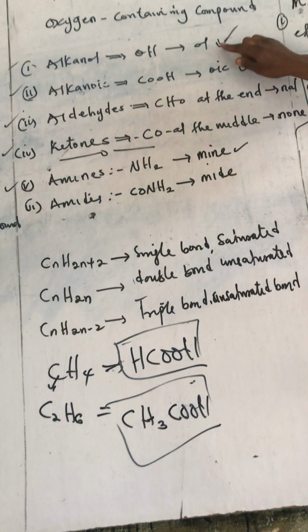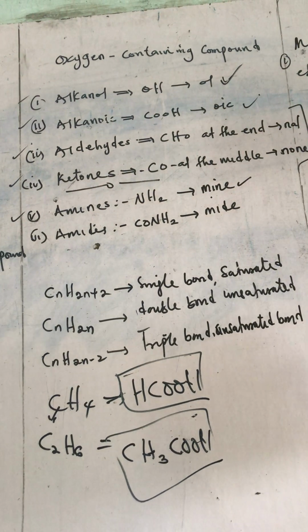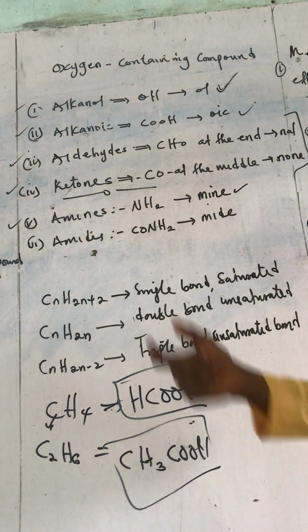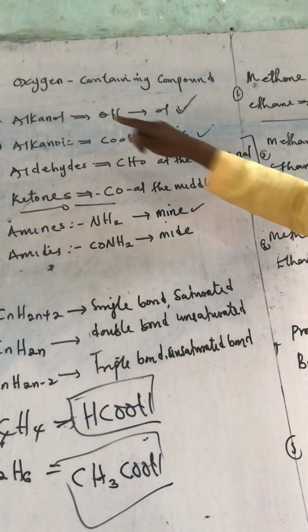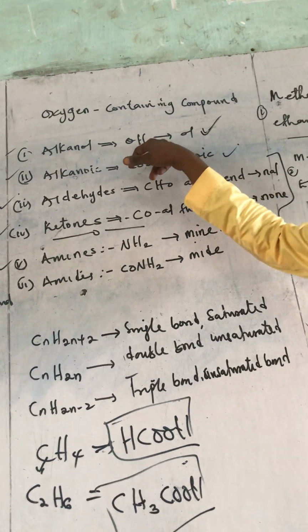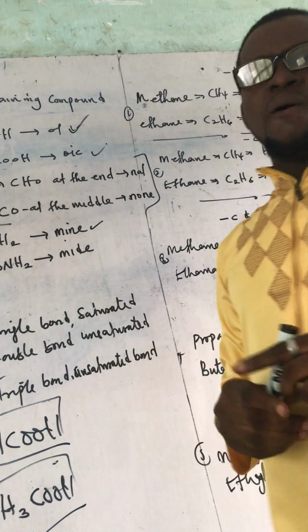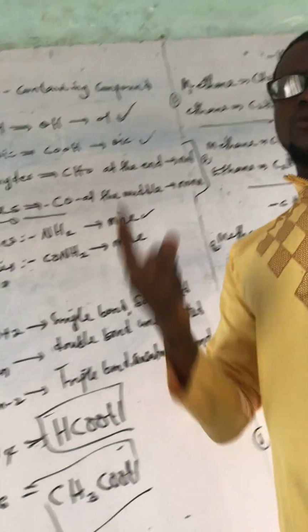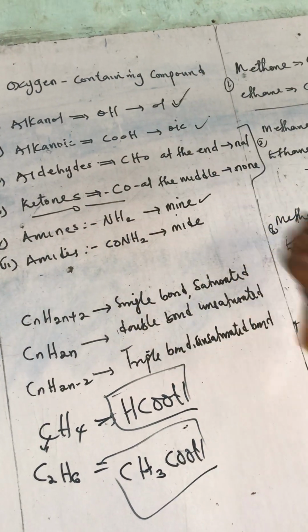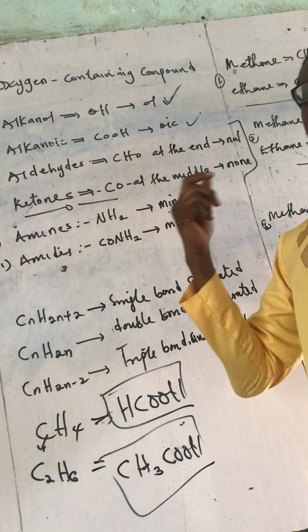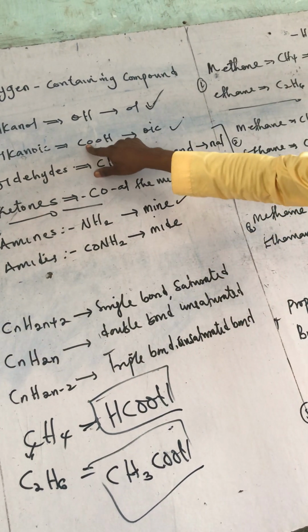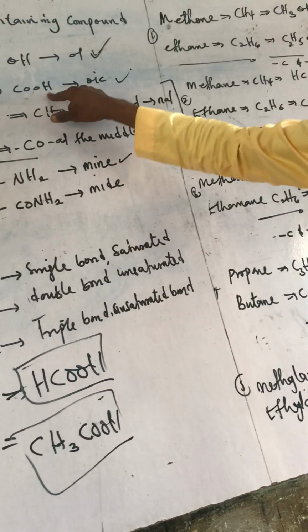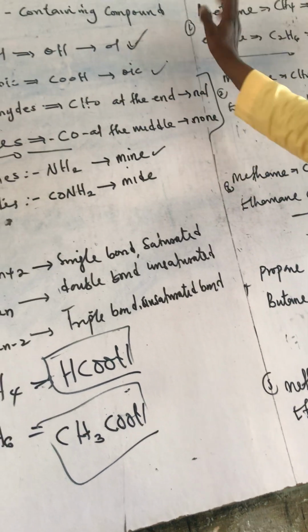So that is how we can form alkanol and alkanoic. Alkanol is formed by replacing one hydrogen atom of alkane with OH. Alkanoic is formed by removing one atom of carbon and 3 atoms of hydrogen and replacing with the functional group called COOH, and that is going to form the noic.